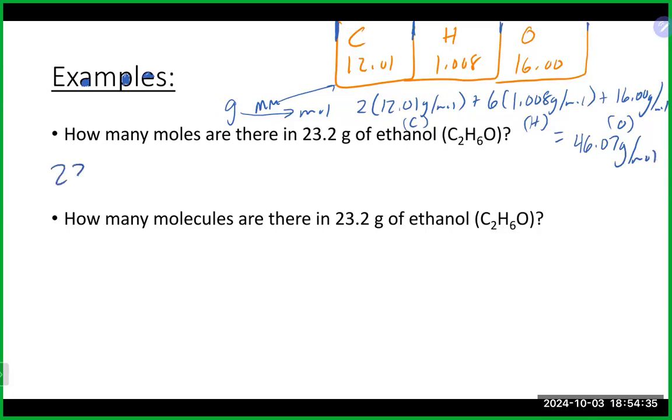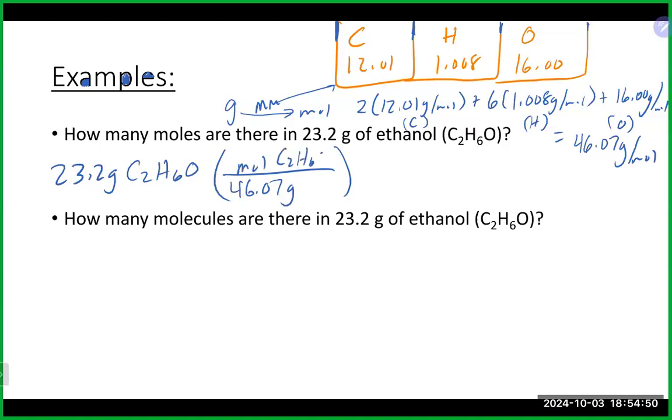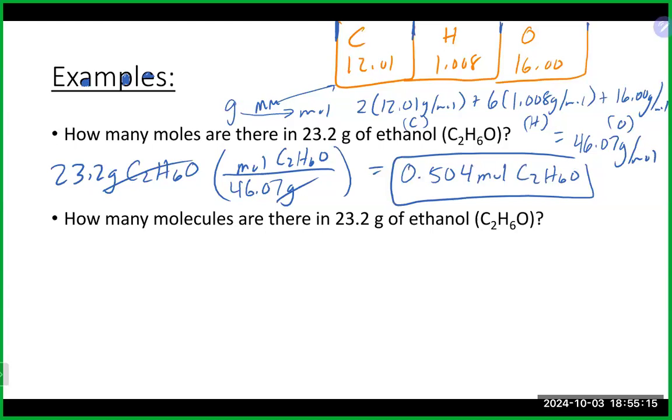So we'll go 23.2 grams of our ethanol here. We're going to go opposites to cancel. Grams are on top, so we do need to put the grams on the bottom and our moles up on top. Grams will cancel, and we will end up with 23.2 divided by 46.07, I believe, will get us 0.504. I am going to round since we do want this as one of our answers here, moles of C2H6O. Any questions on that part there?